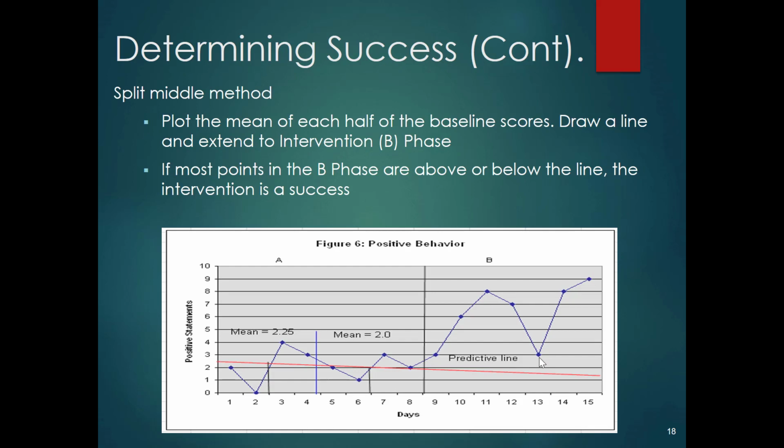So with the split middle method, you plot the mean of each half of the baseline scores and then you draw a line and extend it to the intervention phase. So basically, if points in the B phase, which is the intervention phase, are above or below the line, then the intervention is successful. So if you look at the line here, all of the scores in the intervention phase are above the line. So then you would be able to say that this was successful. This intervention was effective. It was a success.